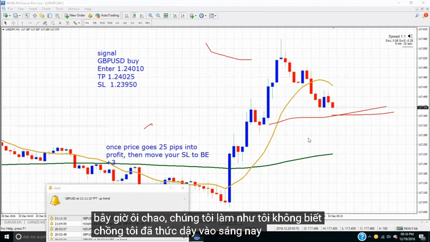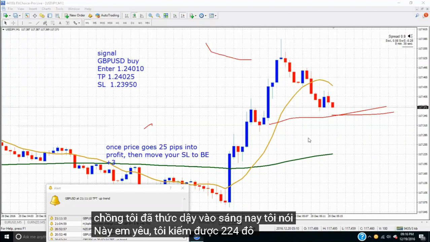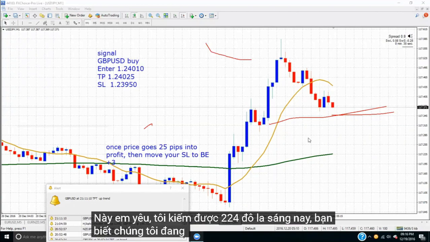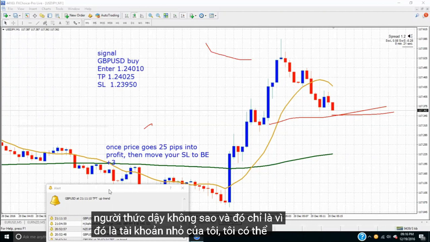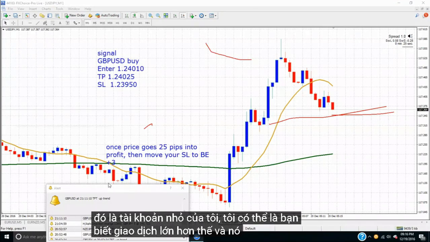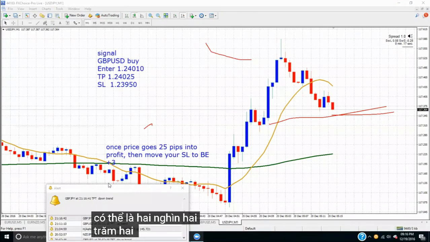And now, oh my gosh, my husband woke up this morning. I said, hey, baby, I made $224 this morning. We're making money before people ever get up. And that's just because it's my little account. I could be trading bigger than that, and it could have been $2,224.